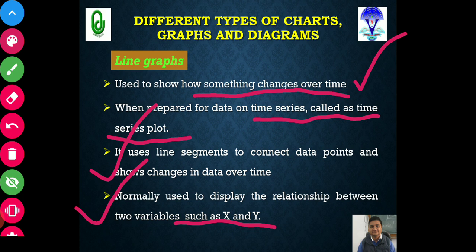So a line graph has two essential components. First, it shows the relationship between two variables x and y, which are displayed on two different axes, and second, it has a time component. So these are the two essential things for a line graph.